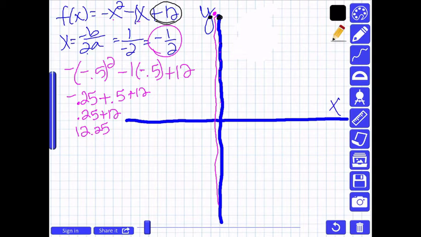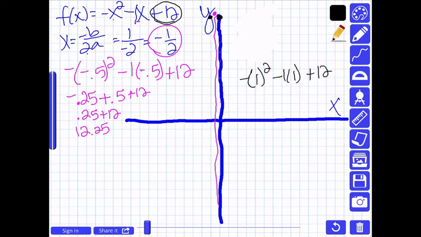And I also know that this parabola is symmetrical. So that means that there is a point on the other side also at 12, which is at negative 1, because those are both 0.5, half a step away from the axis of symmetry.